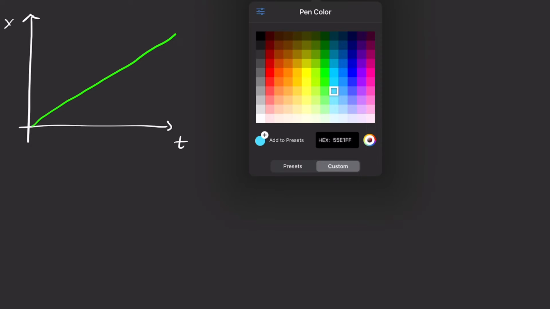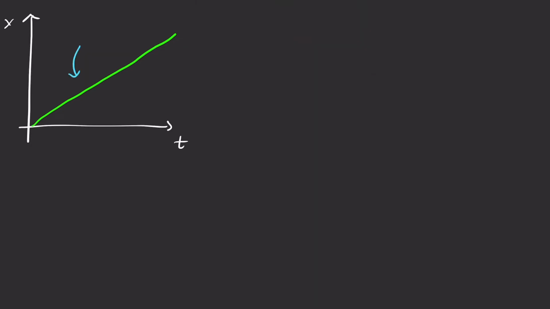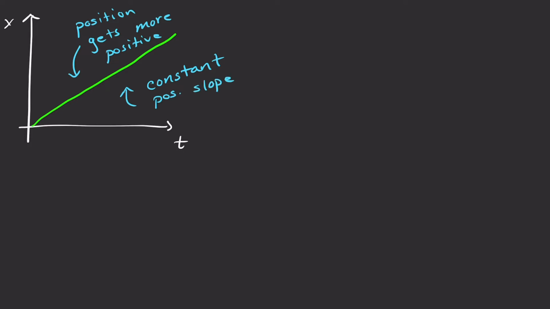So maybe we have a position that's changing like this. So now our position gets more positive. Okay, and since we said the slope is important, its slope is, number one, constant, which means it's the same everywhere, and it's also positive, so a constant positive slope.